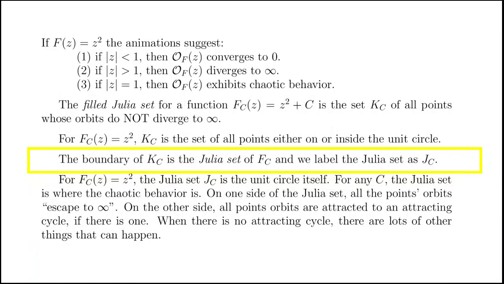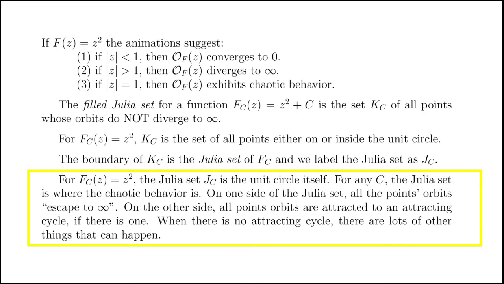The boundary of the filled Julia set k sub c is what we call the Julia set of f sub c, and we label the Julia set as j sub c. For the function z squared, then, the Julia set j sub c is the unit circle itself. For any c, the Julia set is where the chaotic behavior is.